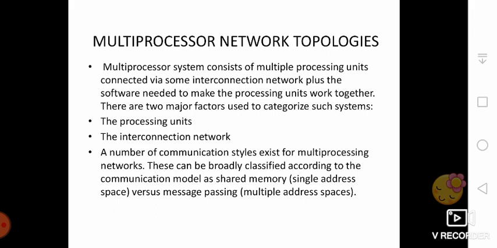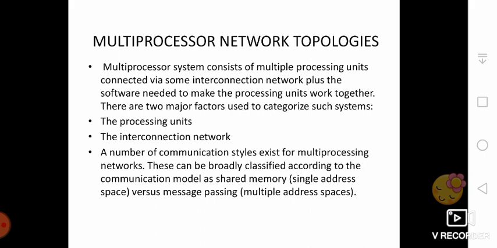So, multiprocessor network topologies. A multiprocessor system consists of multiple processing units connected via some interconnection networks, plus the software needed to make the processing units work together. There are two major factors used to categorize such systems: processing unit and interconnection network.